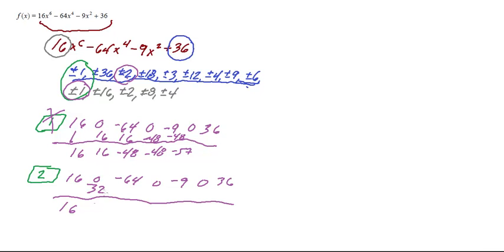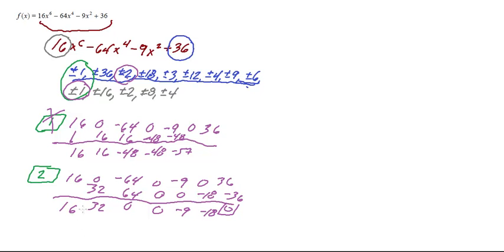So then the 32 goes here. 32 flops down here, 64. So then that becomes a 0, 0, 0, 0. Negative 9. Negative 9 times 2 is negative 18. Negative 18, negative 36. Alright, cool. So we have a winner.